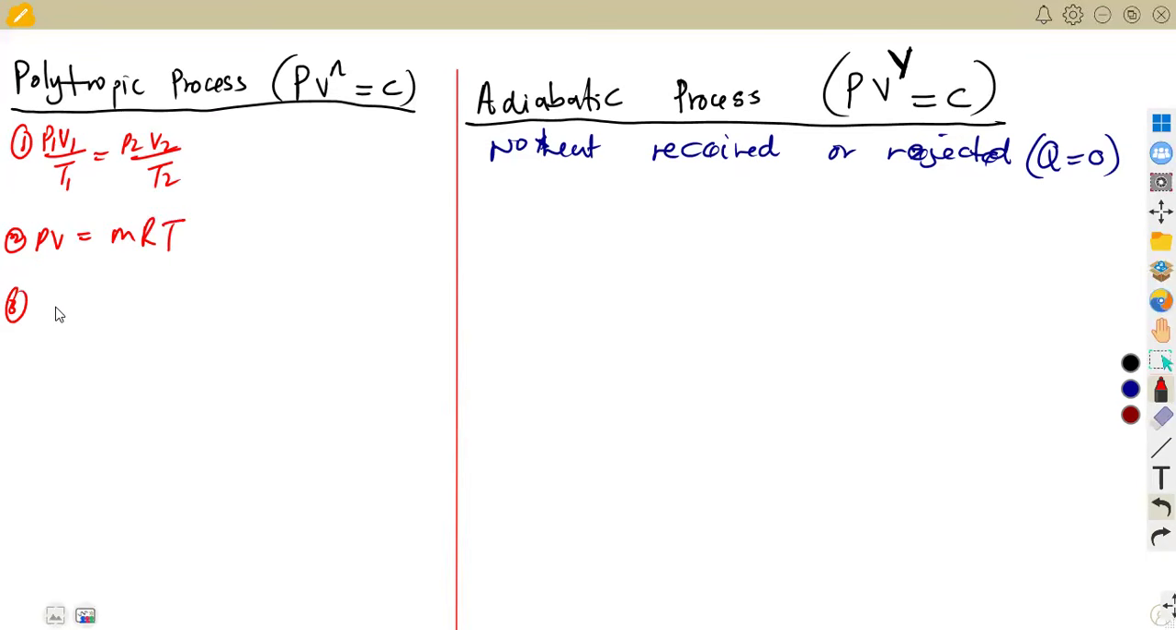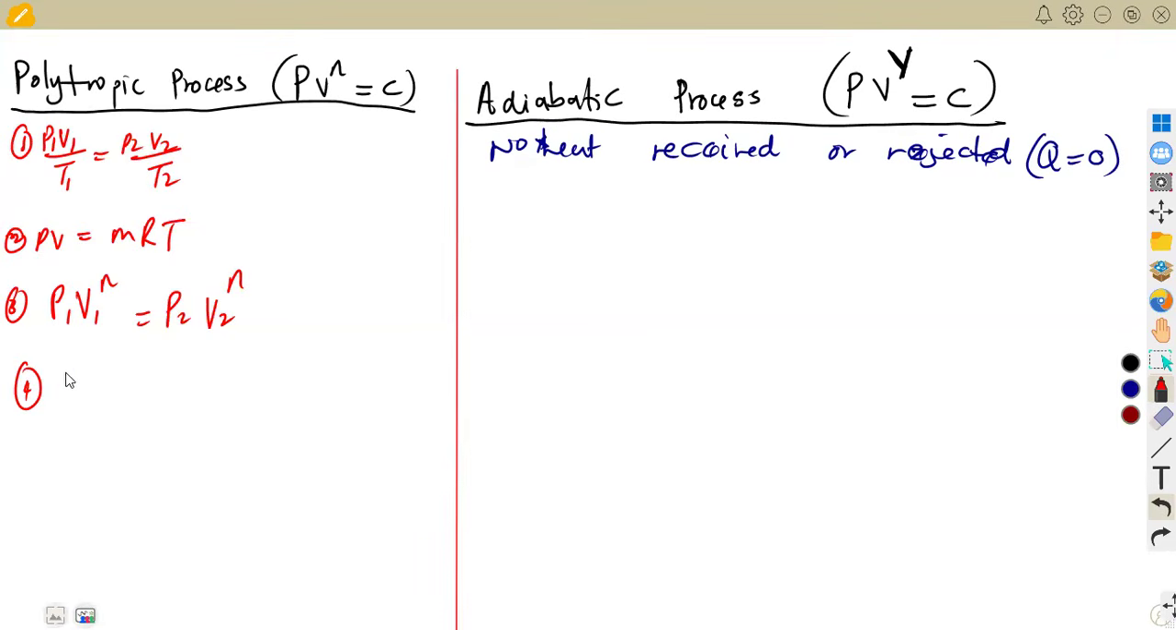This time, under polytropic, we are going to have this one. Very important. Now, P1 V1 to the exponent of n is equal to P2 V2 to the exponent of n. So this can be manipulated. Mostly they want you to calculate V2 or V1. We're going to see that manipulation later on.